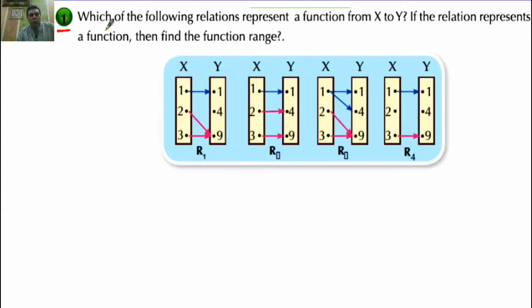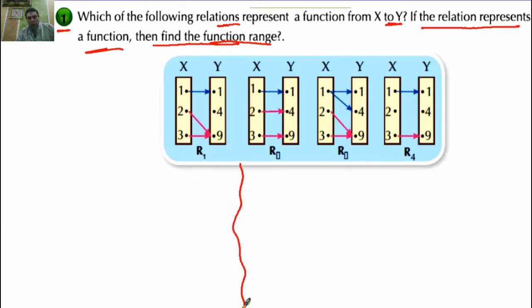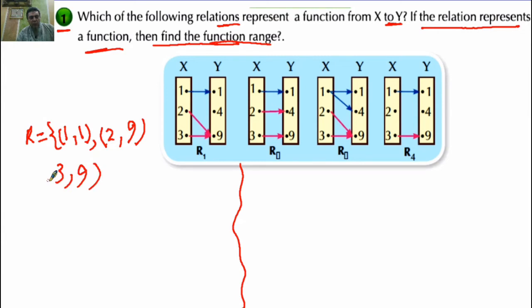Number 1: which of the following relations represent a function from x to y? If the relation represents a function, then find the function range. Relation number 1, R1, we can write it as R equals (1, 1), (2, 9), (3, 9). This relation is a function.